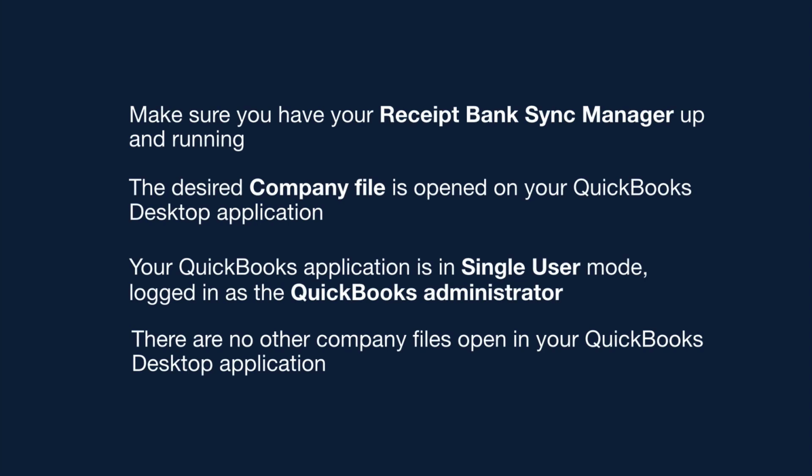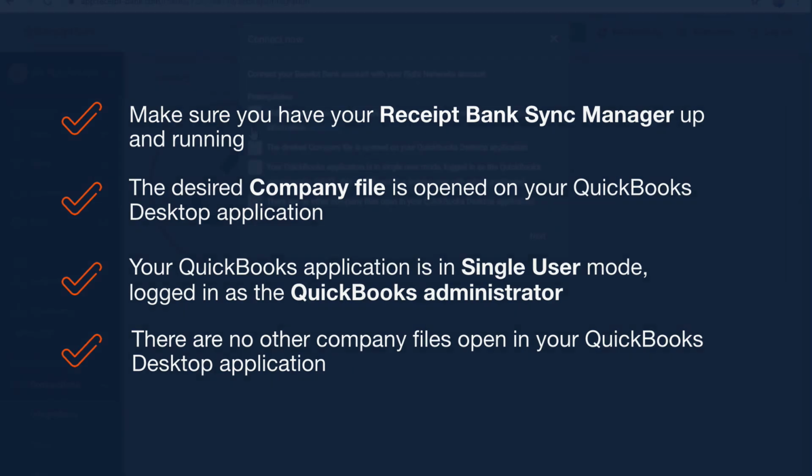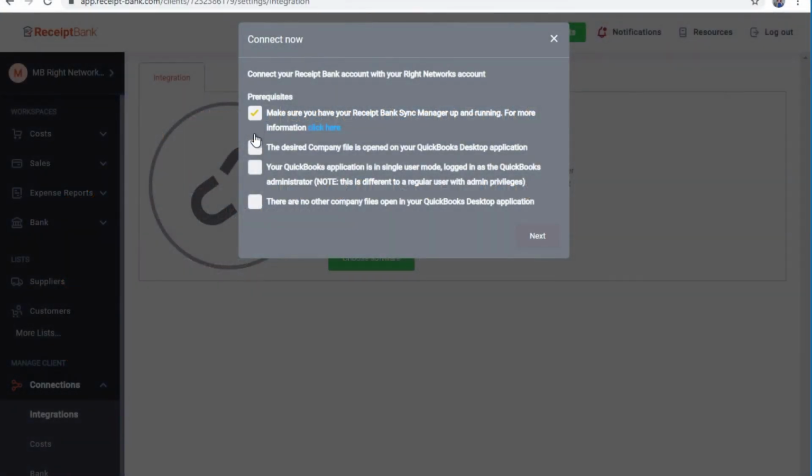These are the steps that you'll want to make sure that you follow before moving forward. Again, the first is to make sure that you have the Sync Manager downloaded and up and running on your desktop. You'll want to make sure that you have your desired QuickBooks file open as well, and I have it in admin and single user mode. So be sure that you have that done and make sure that there are no other QuickBooks files open on your desktop. Once you've completed all of those steps, go ahead and check them off and click Next.